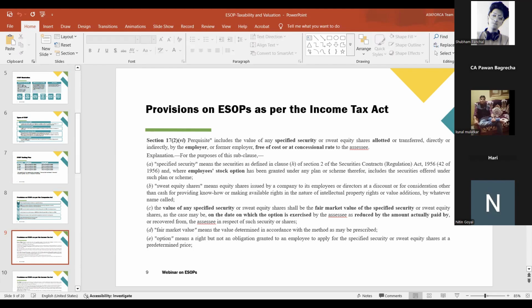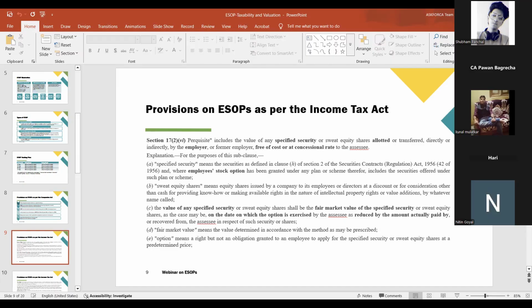As per Section 17(2) clause 6, the perquisite includes the value of any specified security, including the ESOP or sweat equity shares. There is the same treatment in the sweat equity share also. If the shares, ESOP, are allotted or transferred directly or indirectly by the employer or former employer free of cost or at a concessional rate.